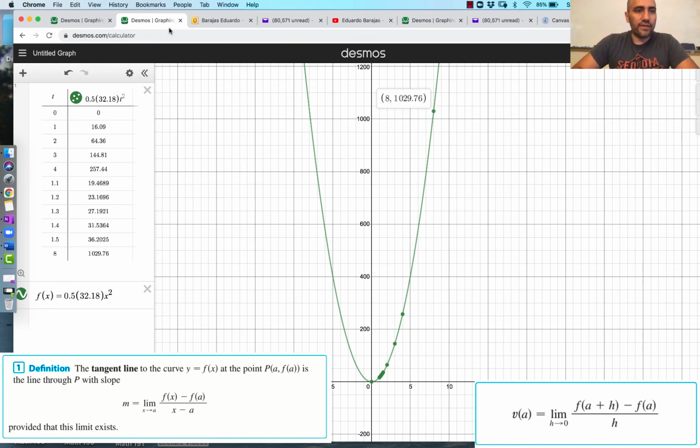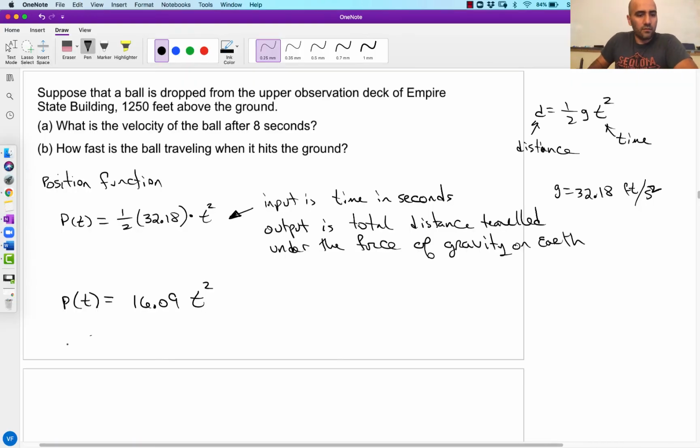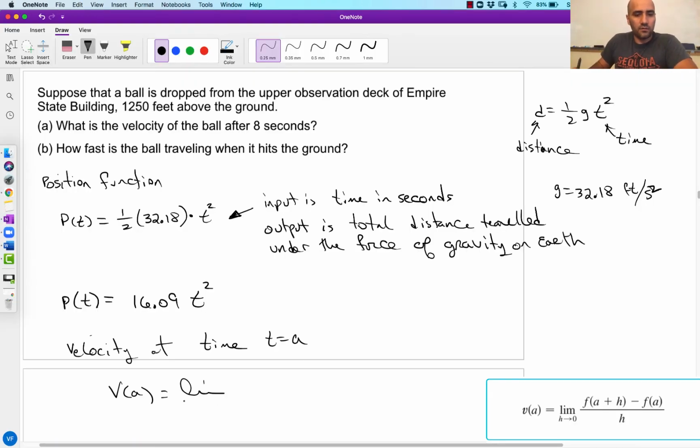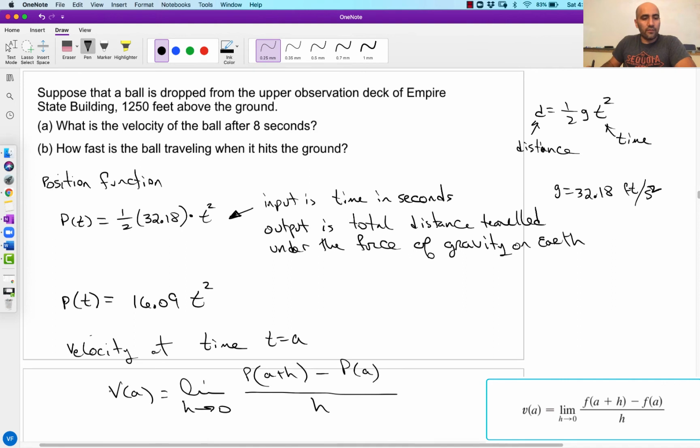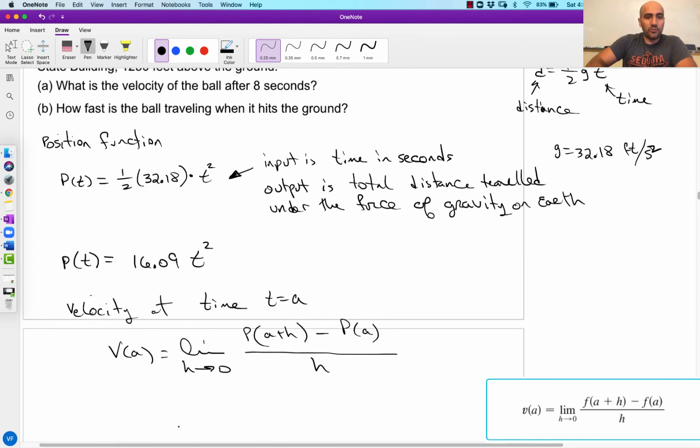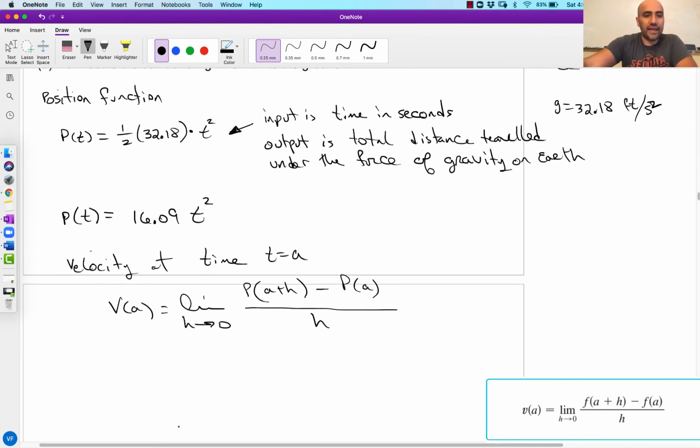Okay, so let me write that down. So it's going to be that velocity at time t equals a is equal to the limit as h goes to 0 of p of a plus h minus p of a all over h, where remember p represents the position function. Okay, so the limit. Okay, so then for us, in our particular case, a equals 8.